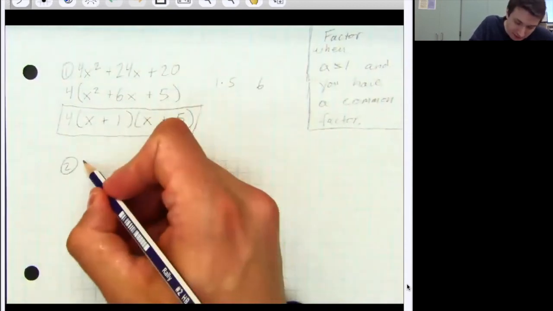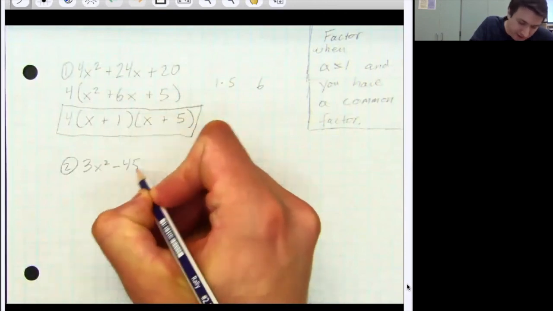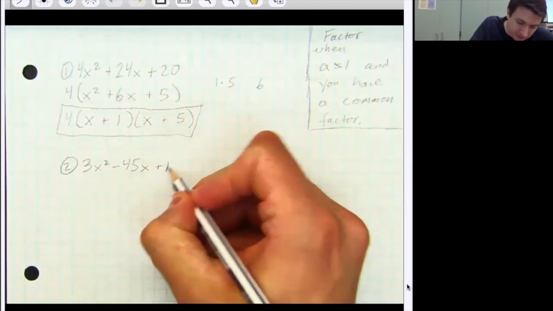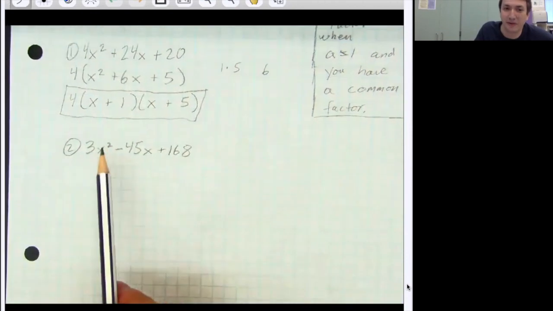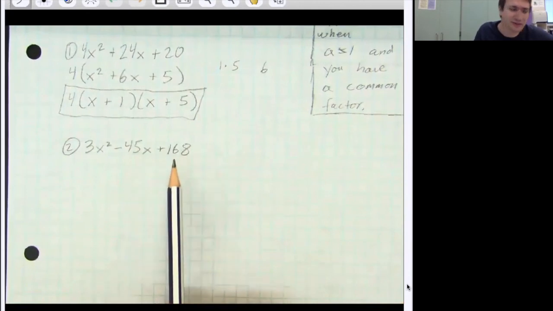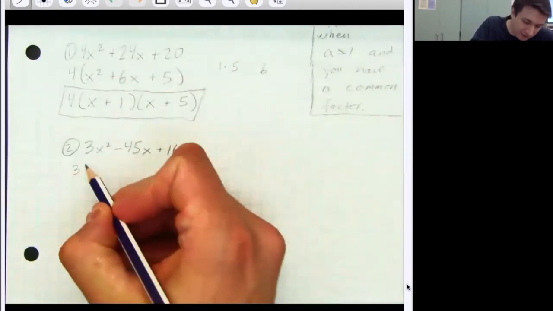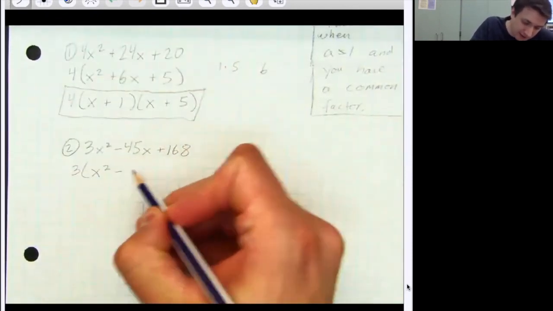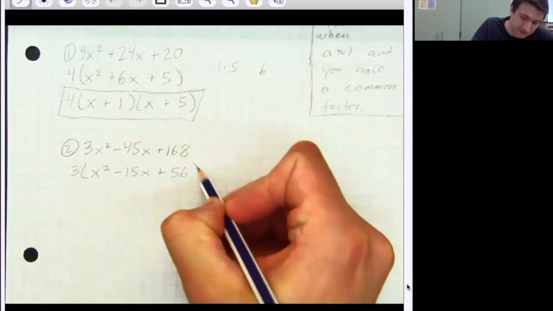Let's say you had 3x squared minus 45x plus 168. So again, before I start, I ask myself to divide all of these by 3 maybe to get rid of that term. I can divide 45 by 3. Does 168 get divided by 3? Let me check. If it doesn't, then I have to go through that other process that takes a little bit longer. Oh, but it does. Cool. So I'm going to take out the 3, and we get x squared minus, what would that be, 15x, and then this would be 56.